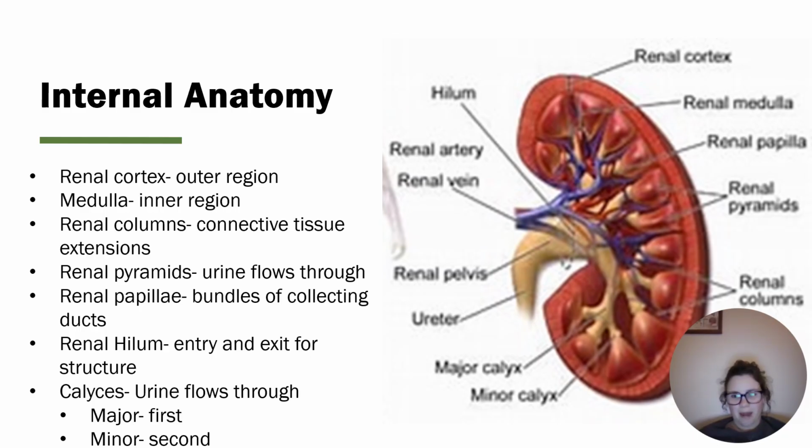And then you have your renal papillae, which are right there. And those are bundles of collecting ducts, and you'll learn about those later. And then you have your renal hilum, and it's the entry and the exit for all the structures that go into your kidneys, specifically your blood vessels. And then you have your calyces, of which there are two, the major and the minor, and urine flows through those also. It flows first into the major calyces, and then it flows into your minor.